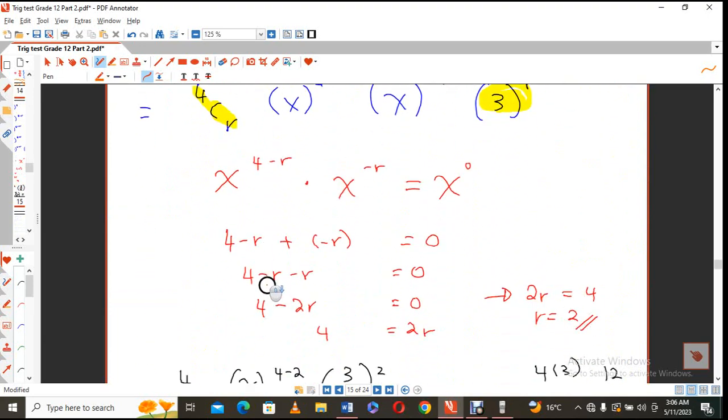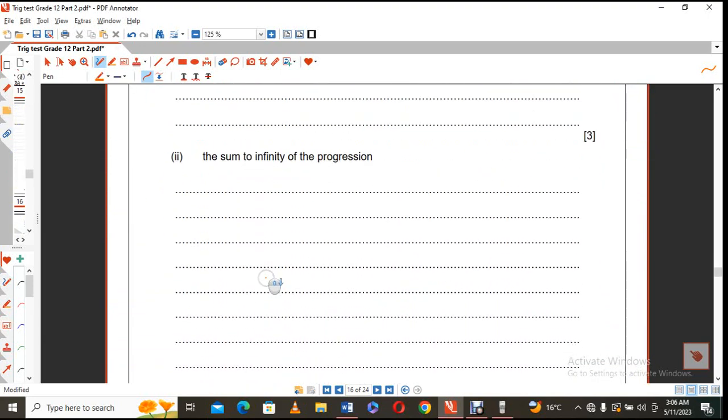All right, so let's go to the second part of that question. They say you must find the sum to infinity. So what do I know? I know that A is 27, and R is 2 over 3. The sum to infinity formula is A over 1 minus R. So therefore, the sum to infinity will be 27 over 1 minus 2 over 3.